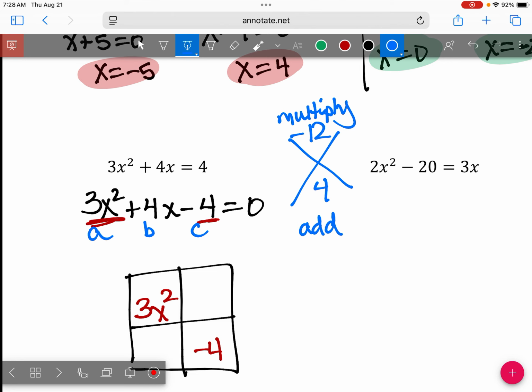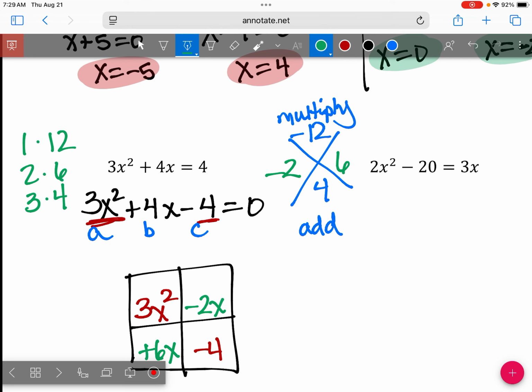So, look at 12. What are some numbers that we can multiply to get 12? We know we can do 1 times 12. I know I could do 2 times 6, and I know I can do 3 times 4. Which one of those pairs do you think I'm going to use to get to 4? Good job. Which one is negative, the 2 or the 6? The 2. So put a negative 2x, a positive 6x.